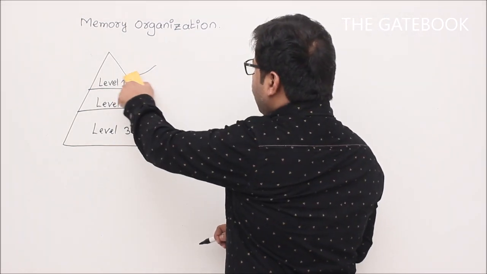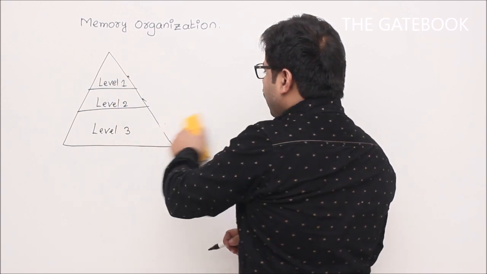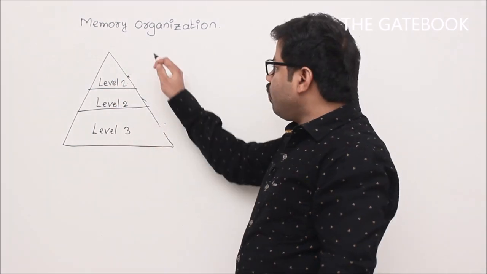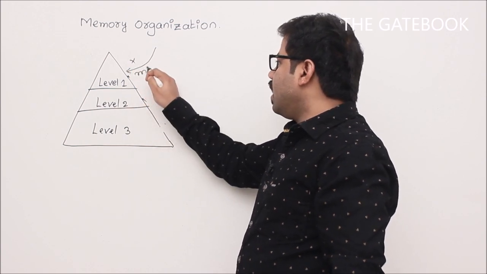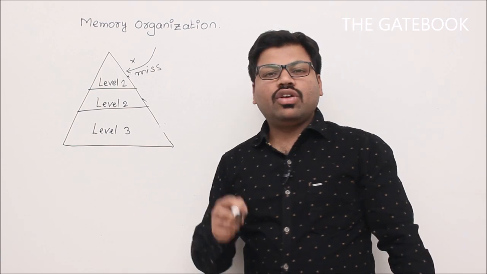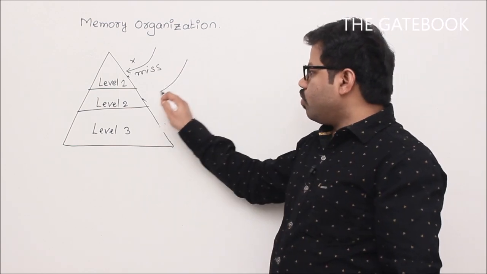Sir, what if data is available in level 1? Then we take it, right? Nothing to discuss. Sir, what if data is not available in level 1? Then we say that it is a level 1 miss. What are you going to do? Then we'll go to level 2.